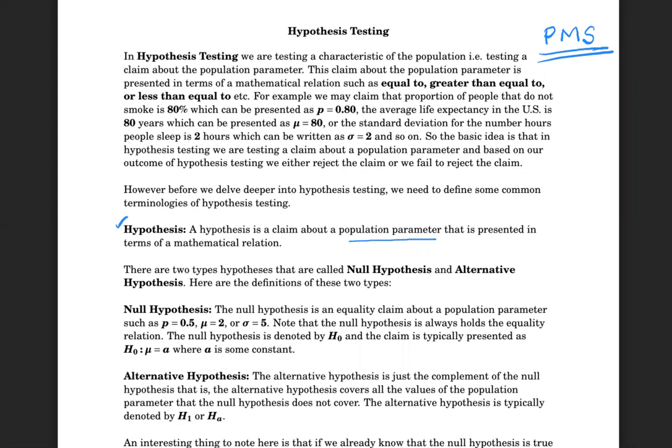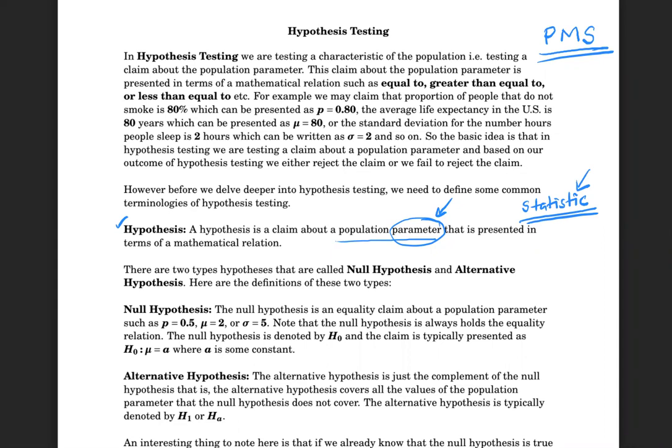Now, remember, I have been hammering these ideas in your head since day one of the semester. The difference between parameter and statistic. A parameter is a characteristic of the population. A parameter is something about the population, the entire population. On the other hand, a statistic is a characteristic or something about the sample. Statistic comes from the sample and the parameter comes from the population.